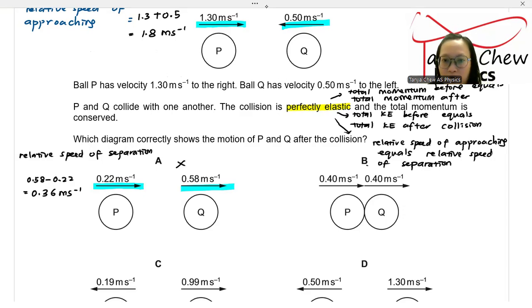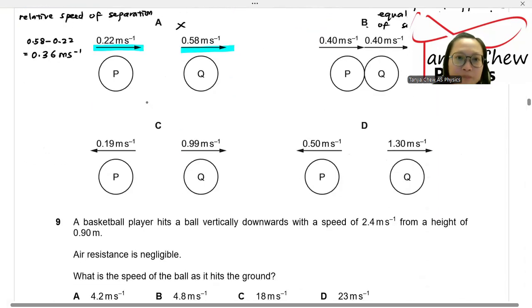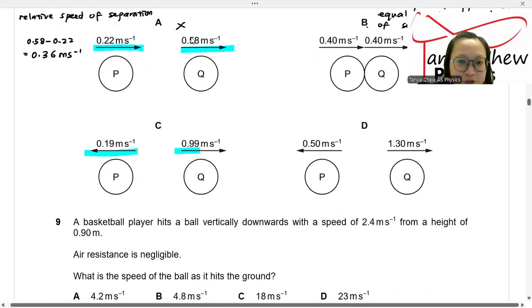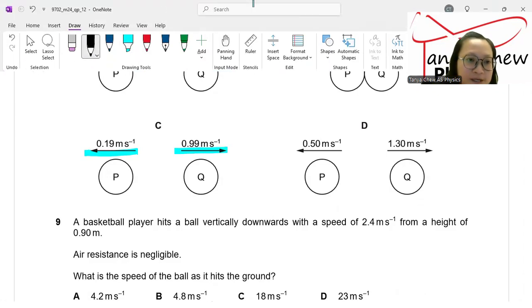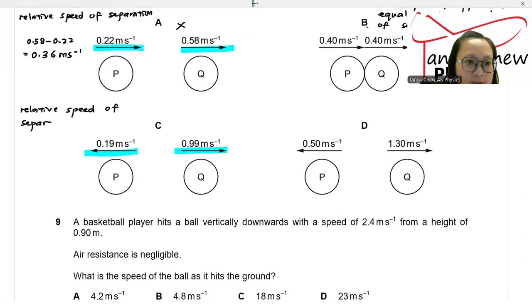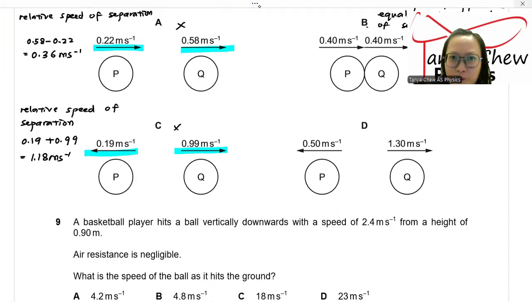B, it seems like P and Q are sticking to each other, moving together in the same direction and stuck to each other. That is not an elastic collision. C, look at the direction again. Look at the direction of P. Look at the direction of Q. P is towards the right, Q is towards the left. Opposite direction, so the relative speed of separation is equal to, you just add them, 0.19 plus 0.99. That gives you 1.18 meter per second. C cannot be your answer as well because I want 1.8, not 1.18.